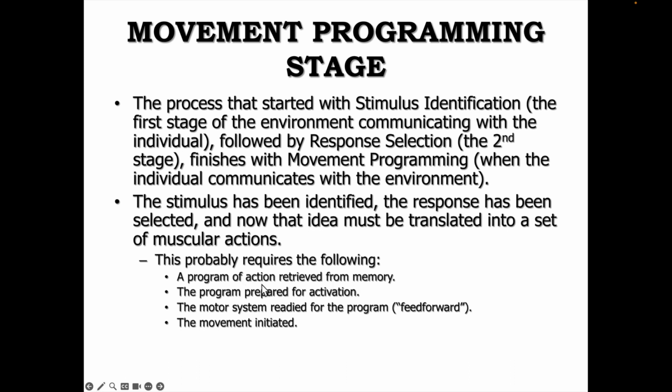And this is probably going to require the following. We're going to have to retrieve some sort of action programming from our memory, so looking at history and memory there and what we've done in the past. We've got to prepare the particular program for movement, for action. The motor system has to be ready for the program, a feed-forward mechanism, and then we have to initiate that particular movement.